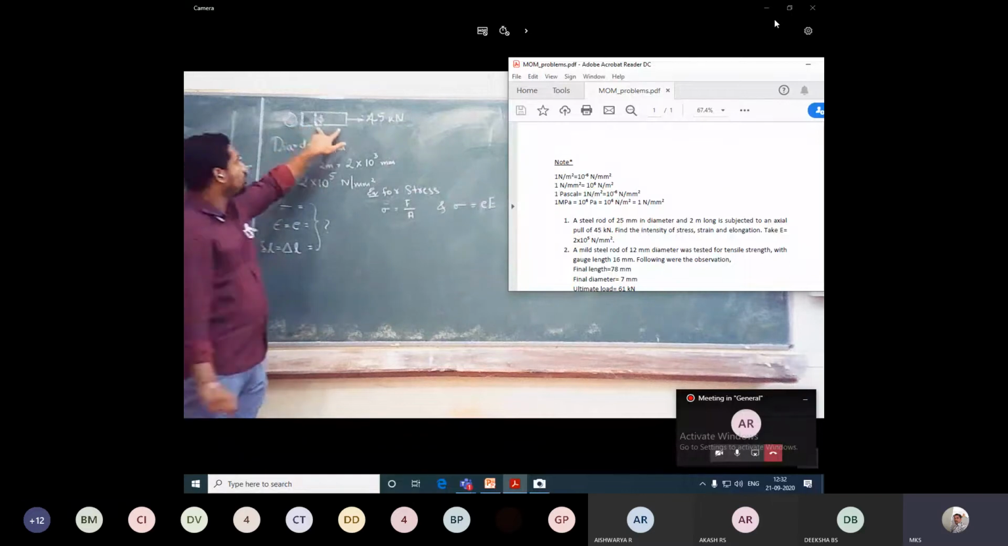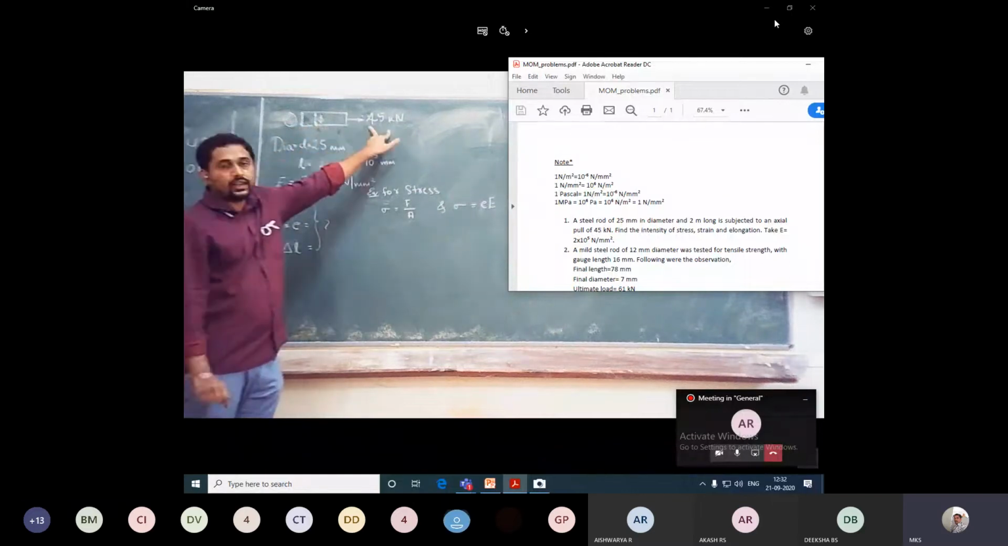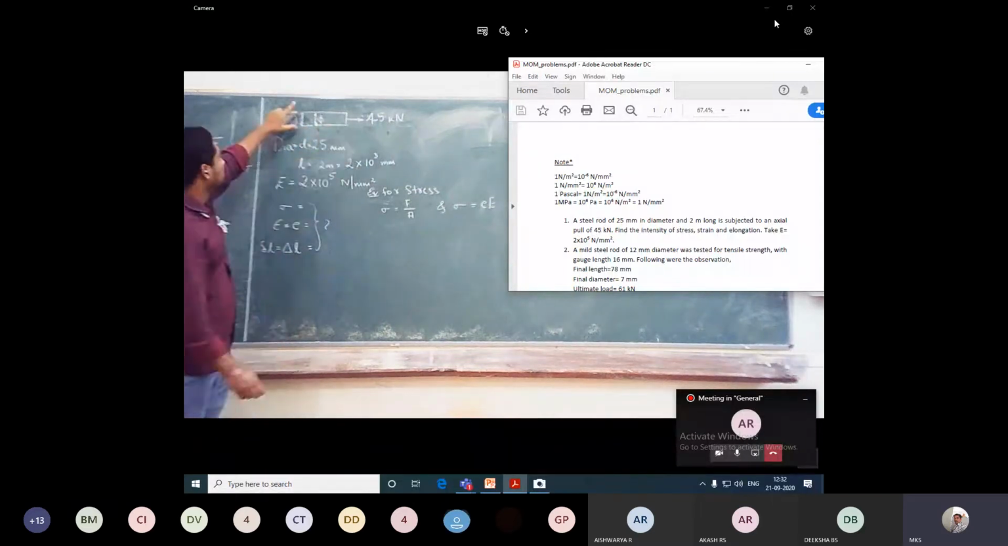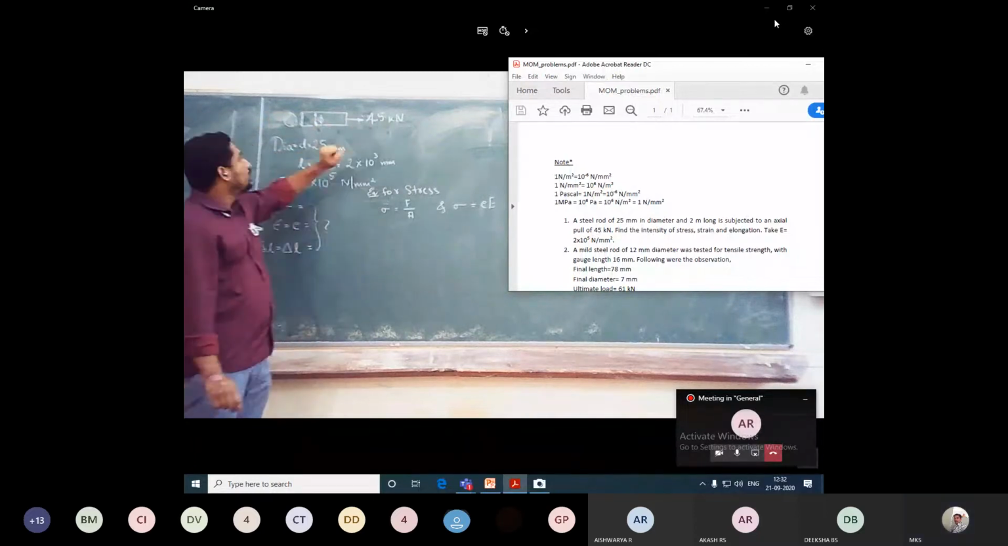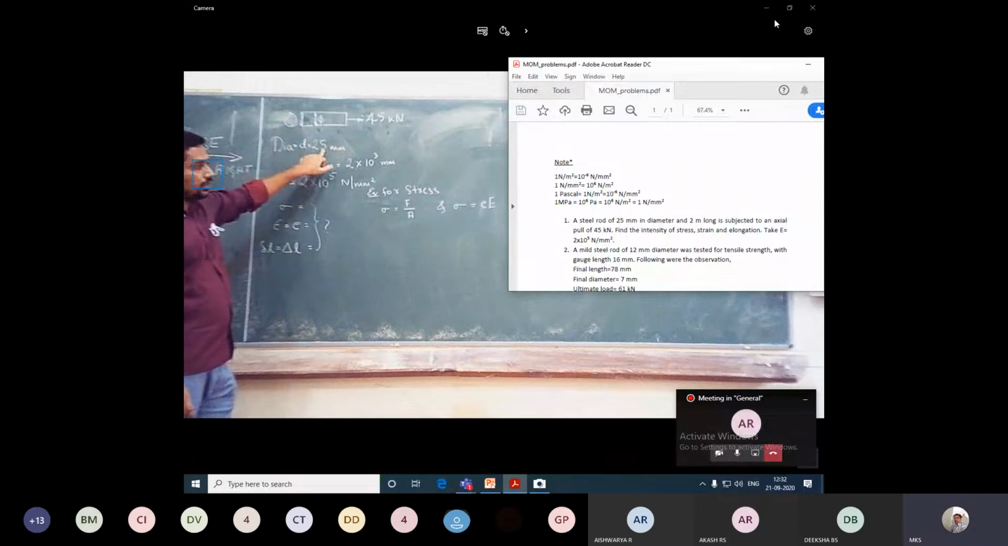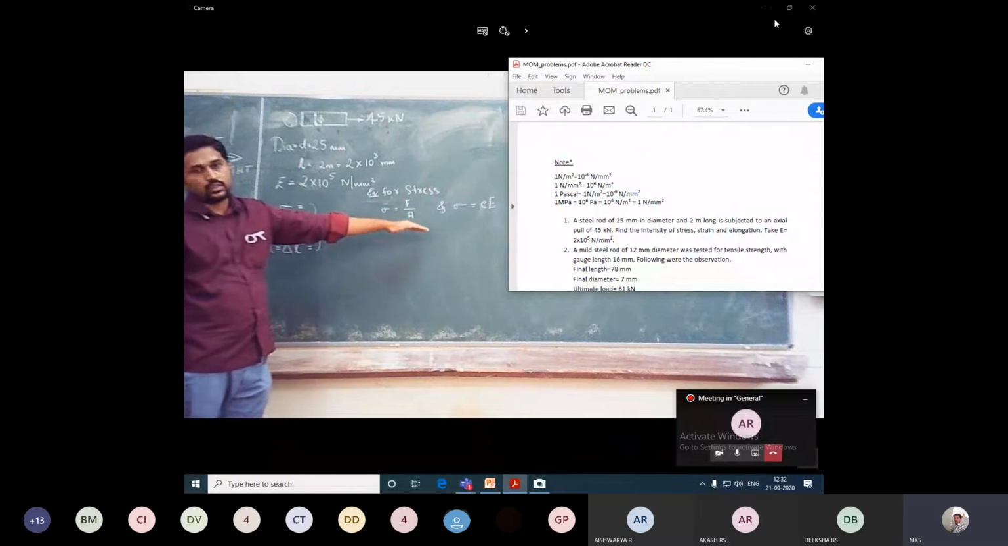So what is the problem statement? There is a bar of circular cross section. It is applied with an axial load, and we have fixed it at one end. The axial load is 45 kilonewton, and the diameter of the bar is given. We also have the modulus. So which of these two equations can you use?